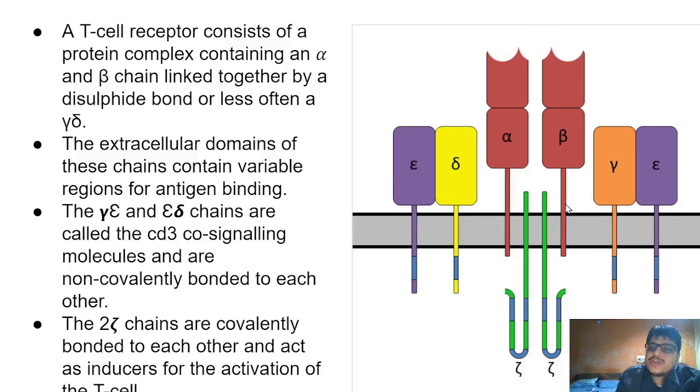So this complex working together can be activated by an antigen binding at this region. Then a cascade of cellular signaling is activated, which finally activates the T cell receptor. And this was a brief description of the T cell receptor and how it helps in activating the T cell.